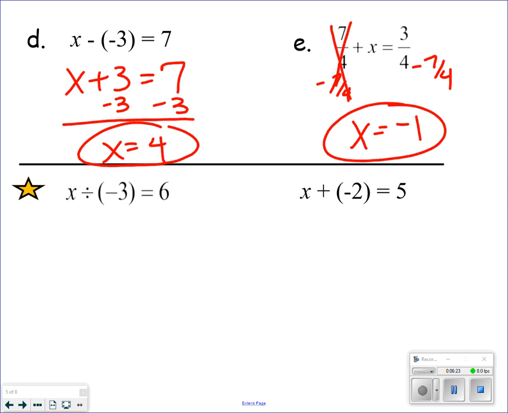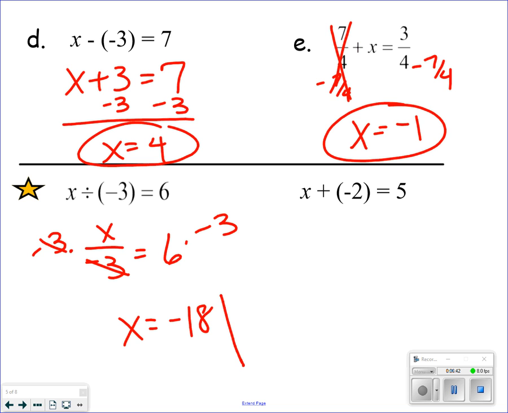And we're back. So notice it's dividing by a negative 3. Many times I prefer it written this way. So instead of writing divided by negative 3, I write it as a fraction. So I'm going to multiply both sides by the inverse. So instead of dividing by negative 3, I'm going to multiply both sides by negative 3. 6 times negative 3 is negative 18.